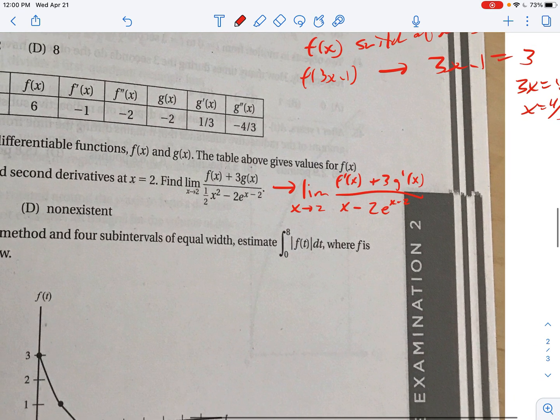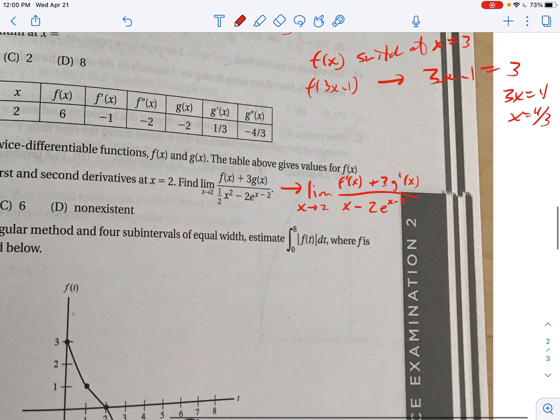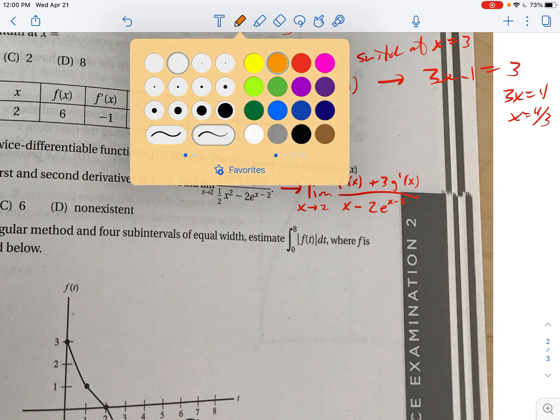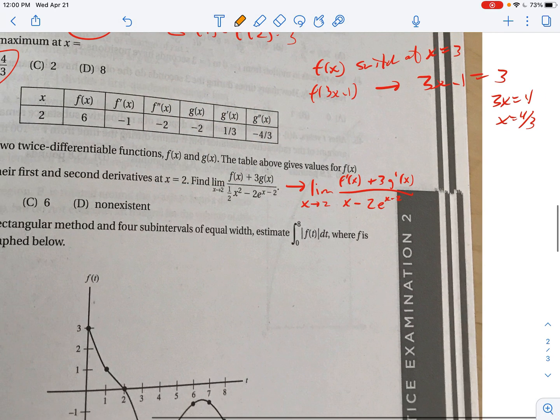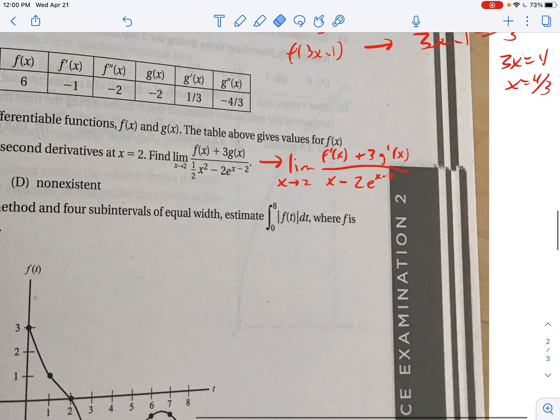So now, what do we get if we plug in there? If we plug in there, f prime of 2 is negative 1, plus 3 times g prime of 2, so that's plus 3 times 1/3, which is 1. In the bottom, we have 2 minus 2. It's still 0 over 0. Okay, so this is an interesting problem, but probably longer than a real AP multiple choice.